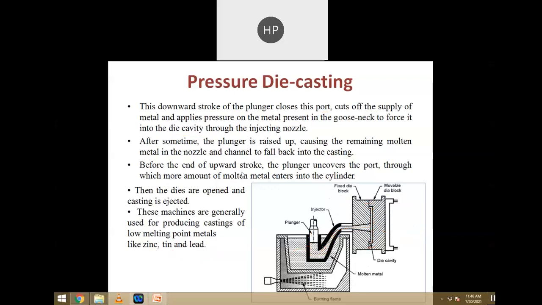Okay, so I think this is enough for today. In the next lecture, we will see cold chamber die casting, as well as discuss some other casting processes.